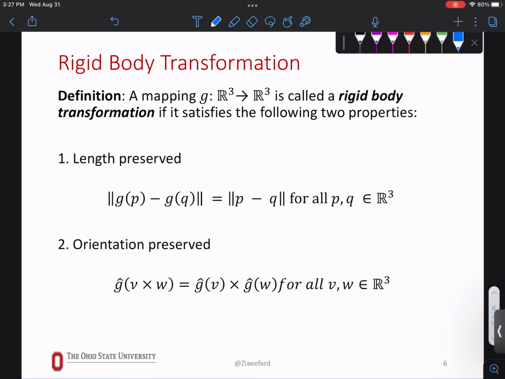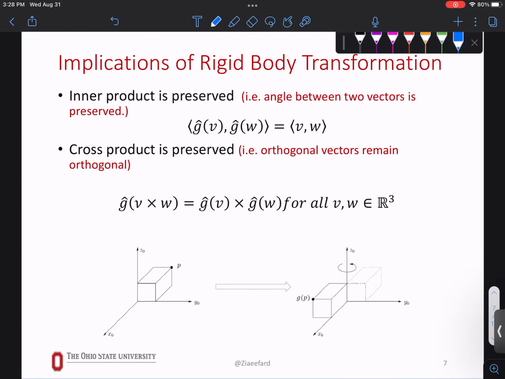Why do we relate orientation to the cross product? Remember, the magnitude was the parallelogram, and the orientation was the orthogonal direction. So when we talk about orientation, we talk about the cross product, because it's a vector, so it has that direction. Thank you. All right.